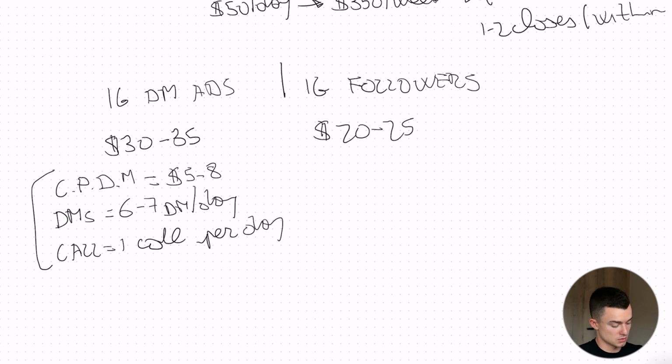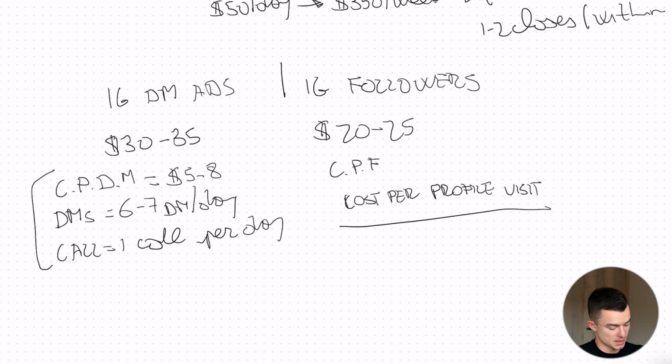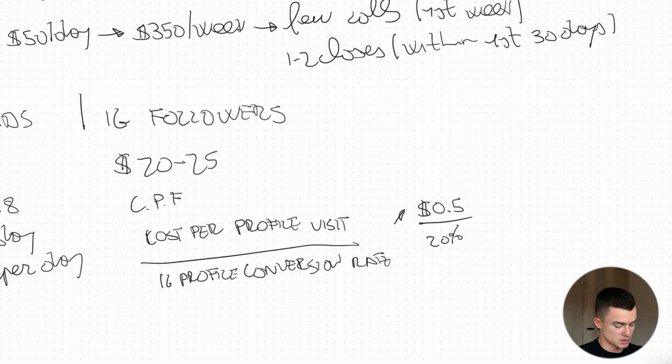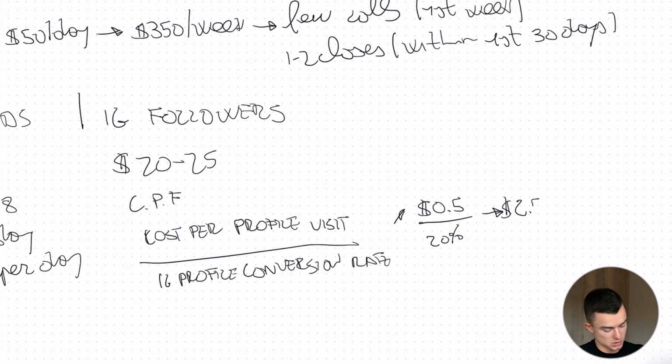For the IG follower ads, what you look at is the cost per follower. So the cost per follower is calculated as the cost per profile visit divided by the Instagram profile conversion rate. So in this case, let's say that you have a cost per profile visit of 50 cents, meaning that you're spending 50 cents for someone to go on your Instagram profile and your conversion rate of the account is 20%. That means that you are going to be spending $2.5 per follower, okay?